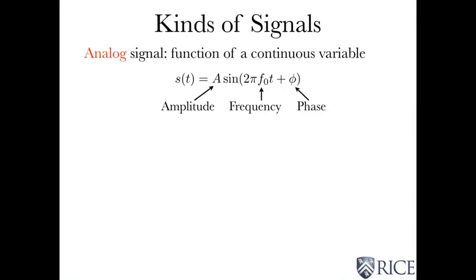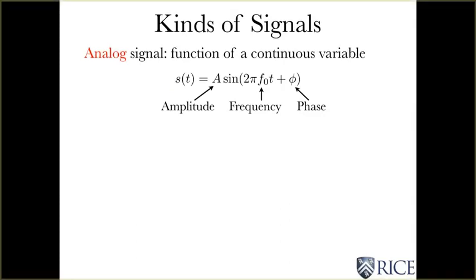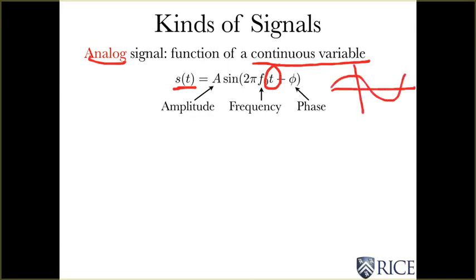So the various categories of signals, how do we think about them? Well, there are two broad categories, analog and digital. An analog signal is a function of a continuous variable. So here's my good old s of t again, and it's a function of time. And certainly time is a continuous variable, and we can plot it. Looks something like that, very crudely.